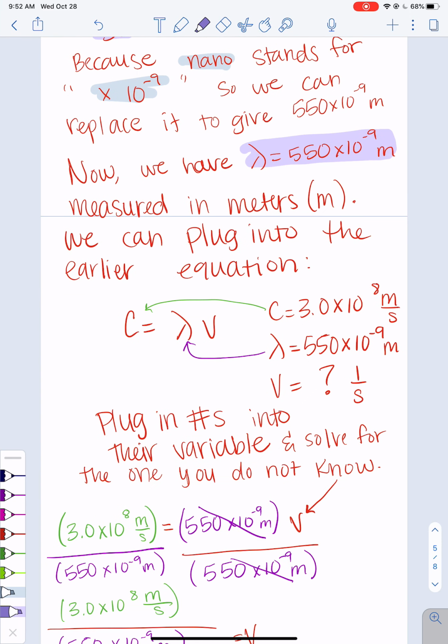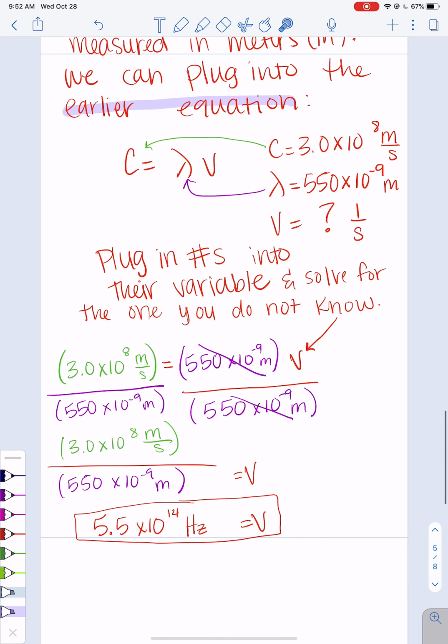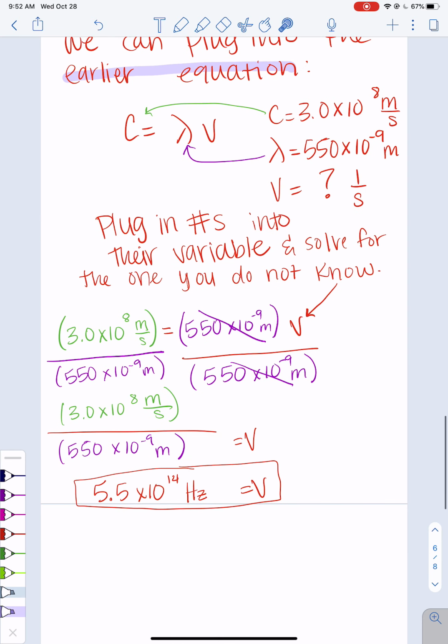So now we can plug this information into the equation from before. c equals lambda v. That was the equation. Well, c is what we know. This is the speed of light. It can go into this place. Lambda, we just found that, and now the units match. So lambda can go here, but we still don't know v. That's still in question. So let's plug their numbers into their variables and solve for what we don't know, which is v. So let's break this down.